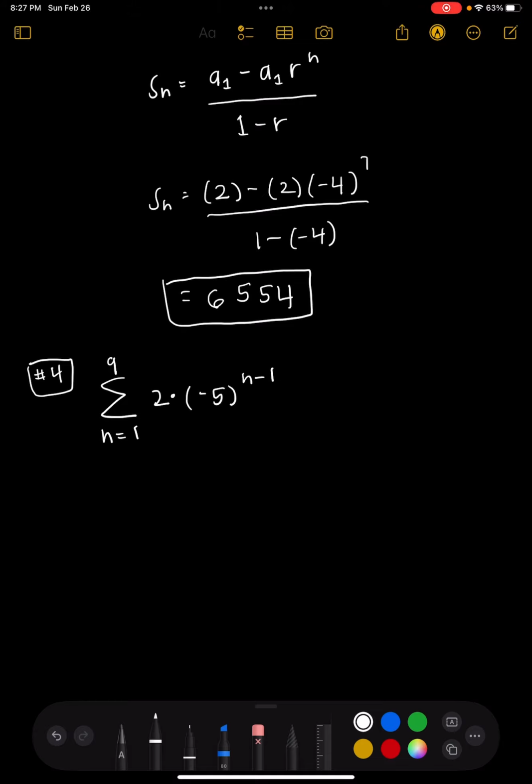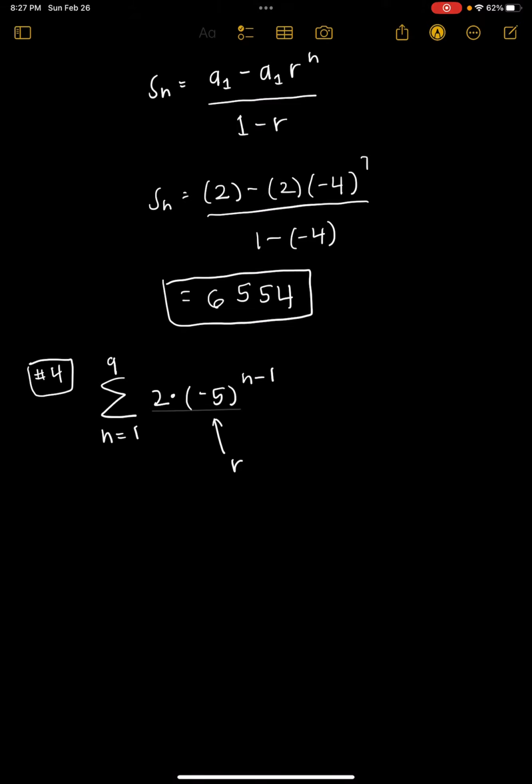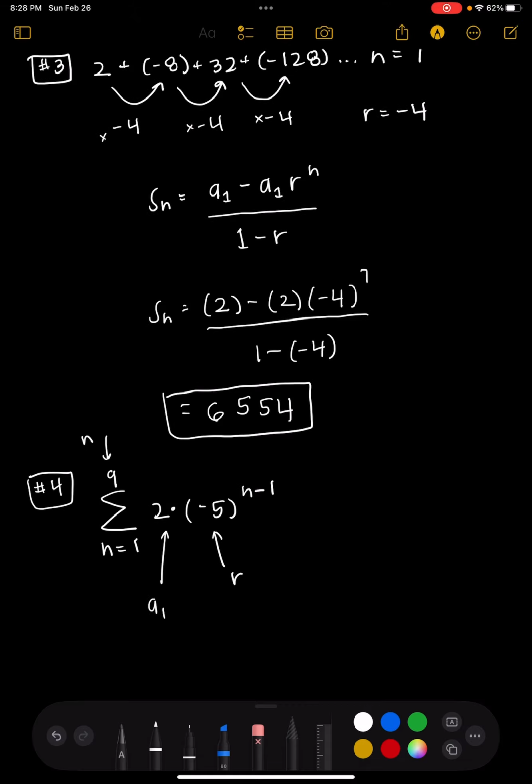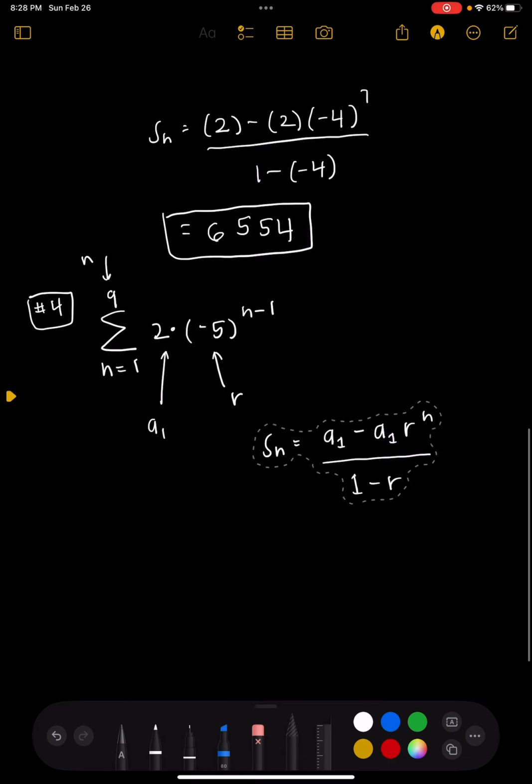When it's set up like this, and there's a number inside parentheses to the power of n minus 1, that number is your r. That's just the way these things are set up. And if there's a number out front, that's your A1, or your first term. If there was no number out front, we could make your A1 a 1, because 1 times anything is itself. Now this 9 is your n, so we have n, A1, and r, and we can once again use this bottom equation that we have been using for the last 2 examples, and just plug everything in.